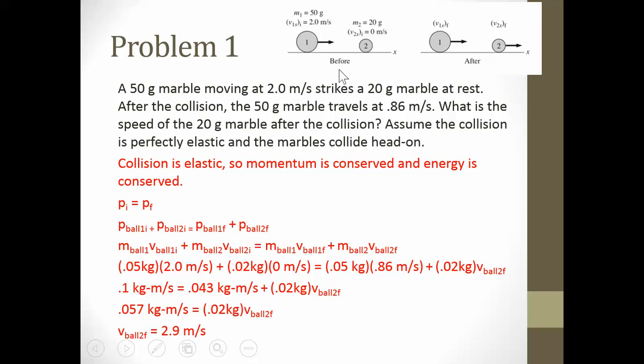Now initially this large ball had a lot of momentum because it had a larger mass and it was traveling at 2 meters per second. At the end it had a smaller momentum because it traveled at only 0.86 meters per second. So a lot of its momentum was transferred to ball 2, which is why ball 2 has this larger velocity of 2.9 meters per second. So that's an elastic collision.